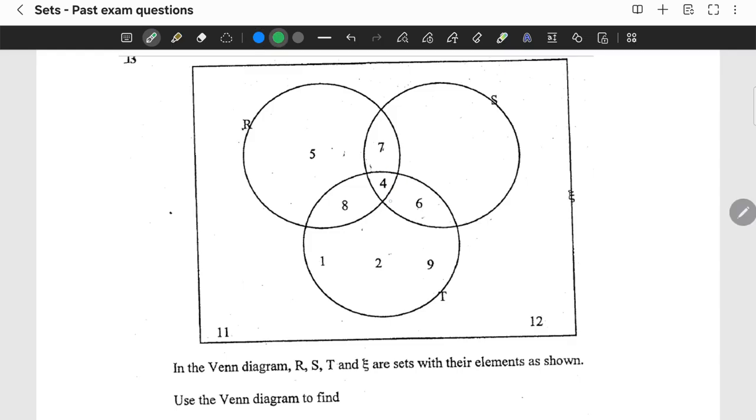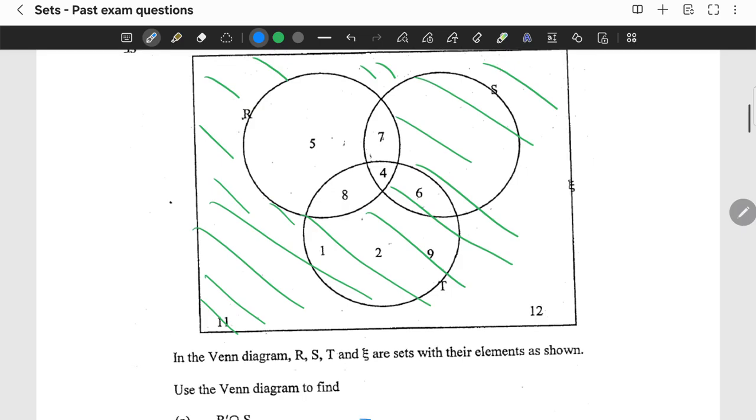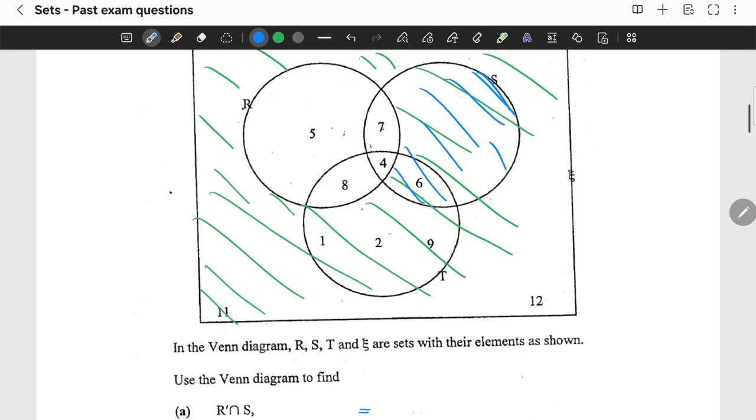So that becomes everything that's not in R. If we were to shade this with green, this is everything that's not in R, right? Then they say intersection with everything that is in S. So when we look at what's in S, we shade that with blue. Where the blue and green match, there's only 6. So that means it's 6.